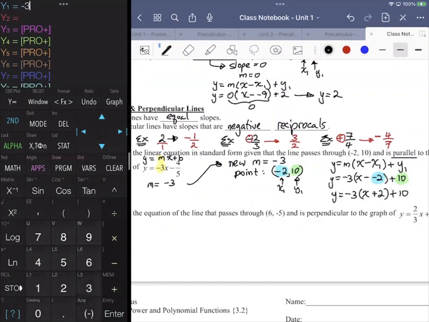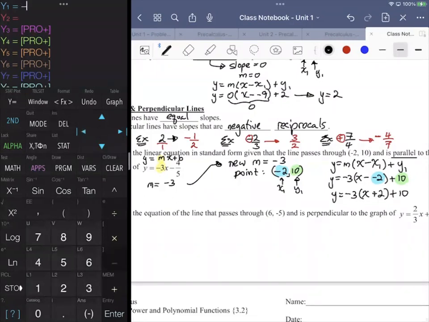All right. So -3. With the TI, it's something that I've never liked, and I don't think I ever will like, and I don't think anybody likes it. And if they say they like it, they're probably lying. There's a minus key, and there is a negative key.